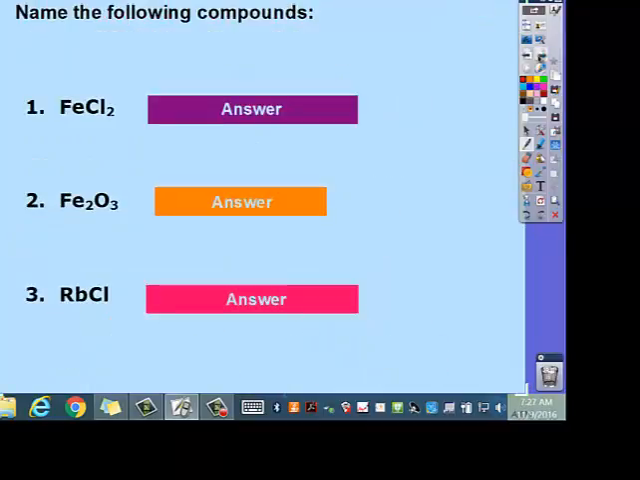Let's try to do a couple more. These are a little more tricky. Here, chlorine has a -1 charge, but I have 2 of them. So in total, it should be a -2 charge. So I need to cancel it out with iron. Right here. I need to cancel it out, so that's a +2 charge then. So the name of this is going to be iron(II) chloride.